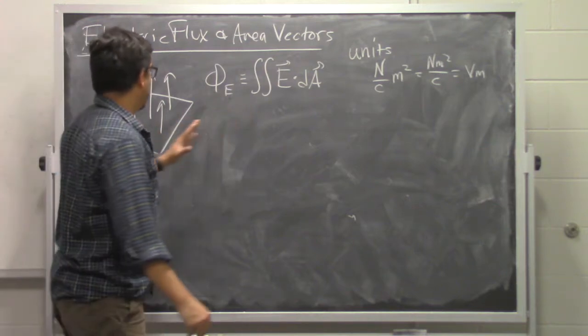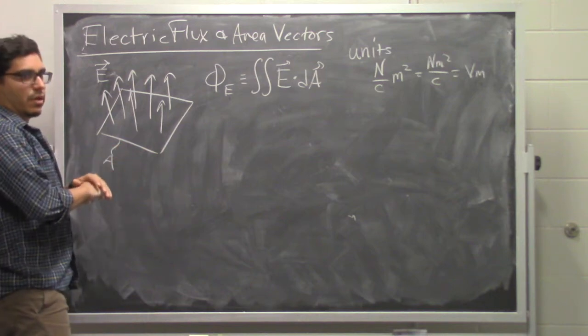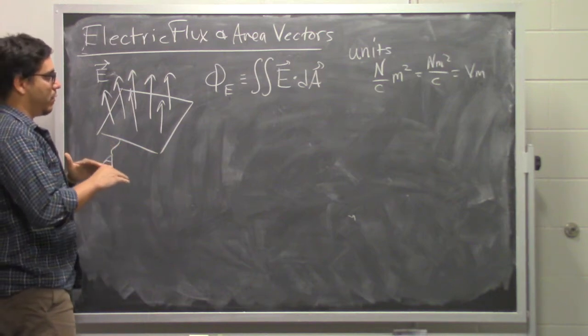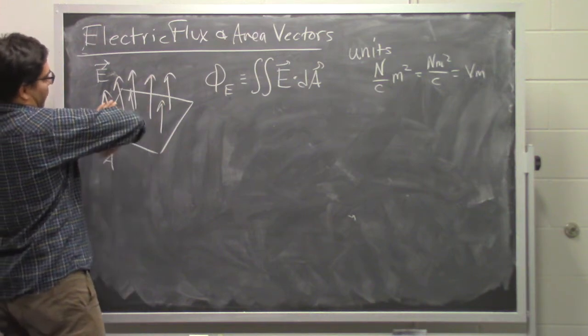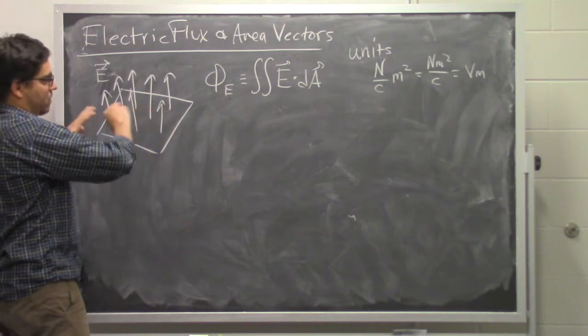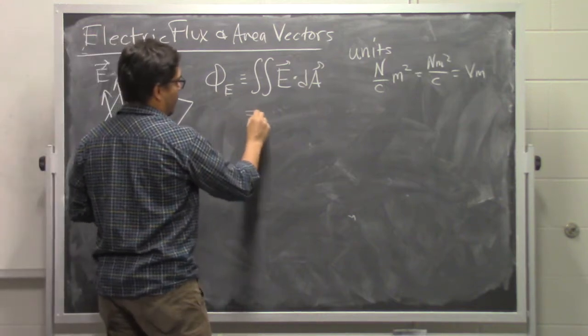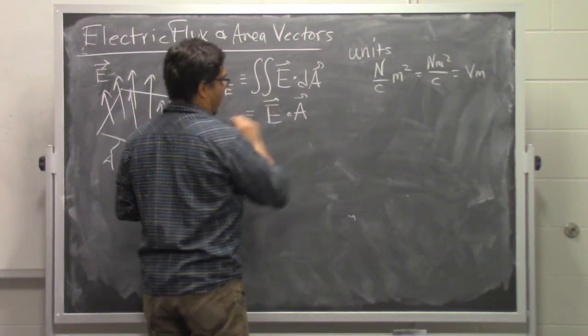Now, sometimes when this electric field is oriented just right and the surface itself has a particular kind of flat orientation with respect to the electric field, that is, the electric field is the same everywhere and the surface doesn't change its shape, sometimes we can define this as the electric field dotted into the total area.